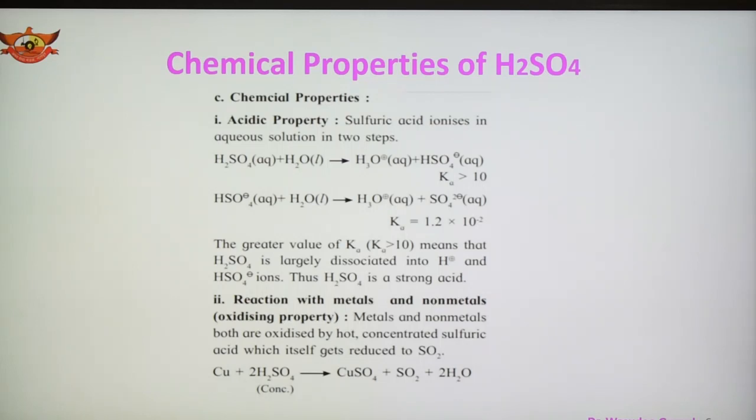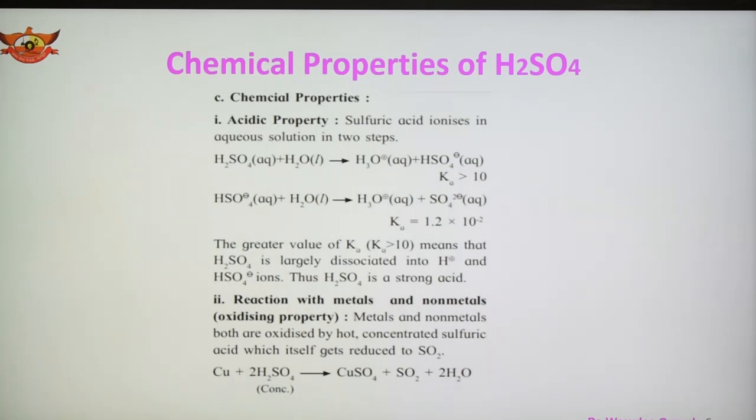Now there are some important chemical reactions of sulfuric acid. In the case of chemical reactions, the first is the acidic property. As we know, H2SO4 is an acid, and we know the properties of acids. A substance which gives H plus ions is an acid. The acid which has a greater value of Ka, the dissociation constant, is a stronger acid. If it is lesser, then it is a weak acid. So acids can be strong or weak, and it depends on whether the acid dissociates extensively.